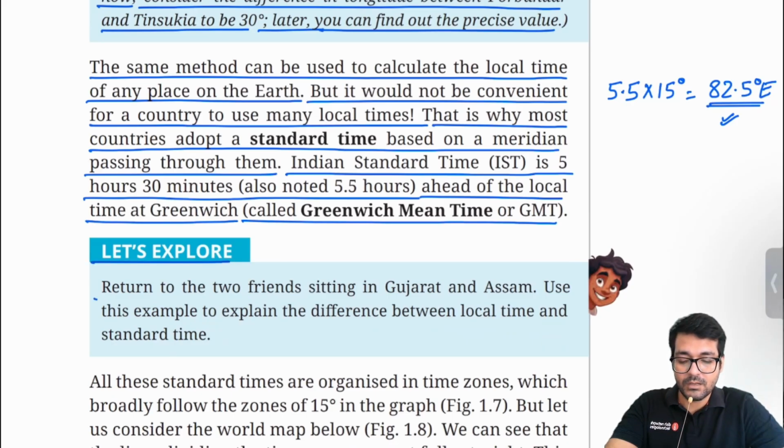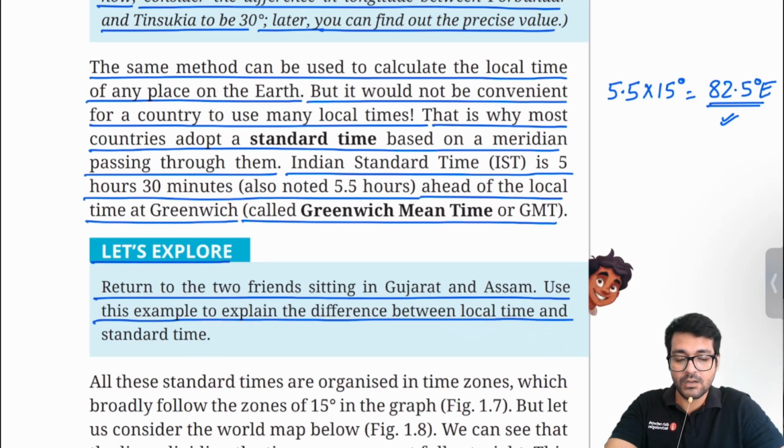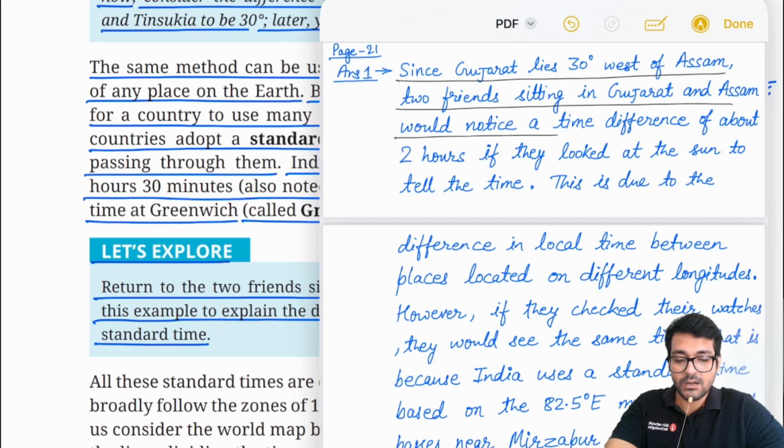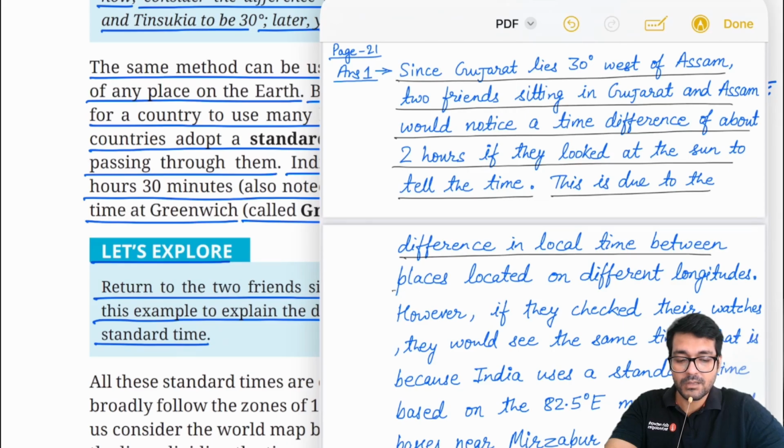Let's explore. Return to the two friends sitting in Gujarat and Assam. Use this example to explain the difference between local time and standard time. You can write the answer like this. Since Gujarat lies 30° west of Assam, two friends sitting in Gujarat and Assam would notice a time difference of about 2 hours if they looked at the sun to tell the time. This is due to the difference in local time between the places located on different longitudes.